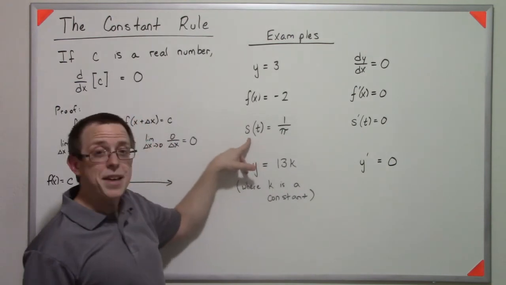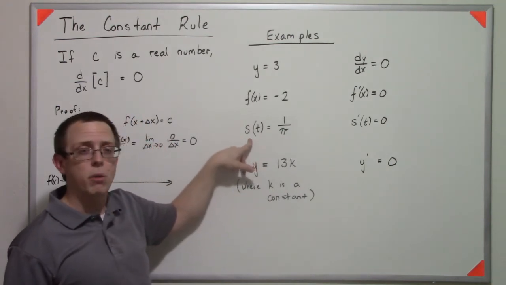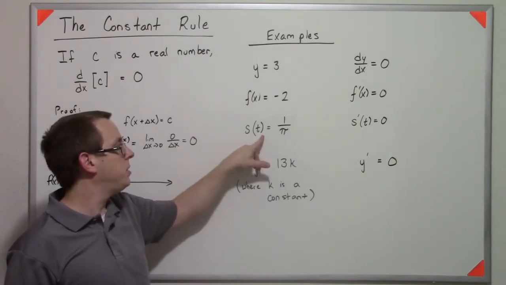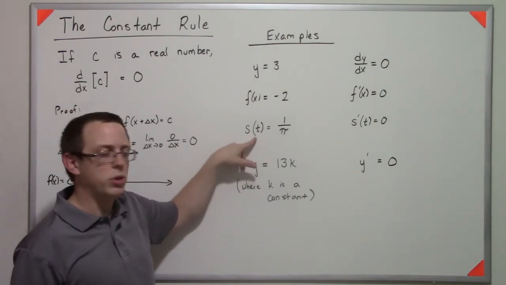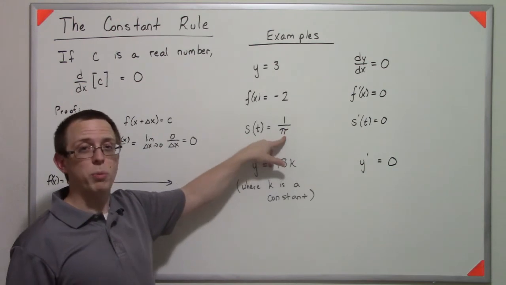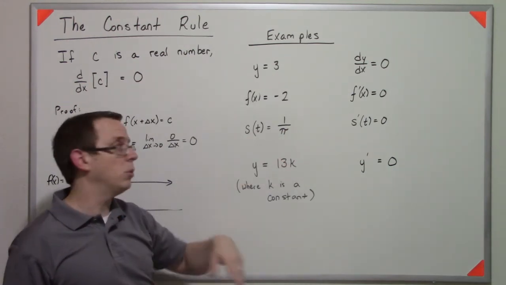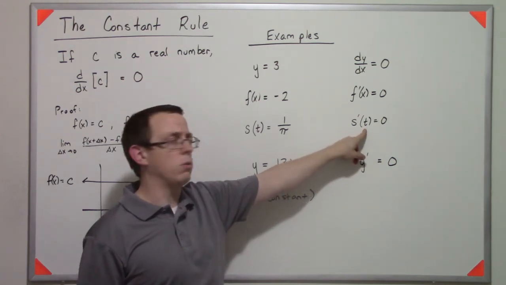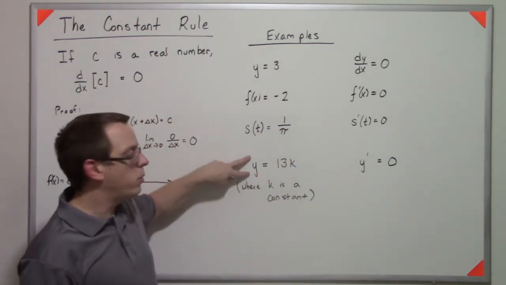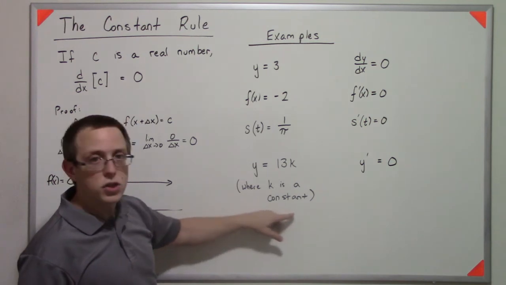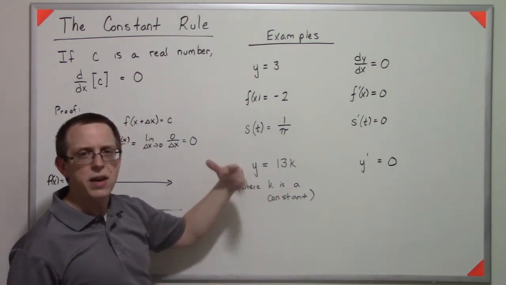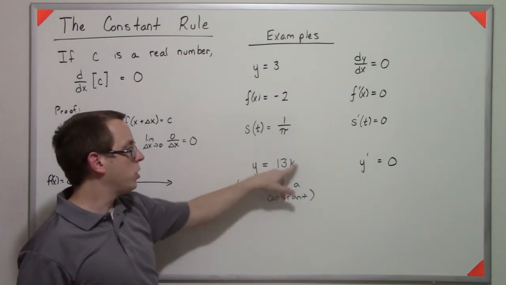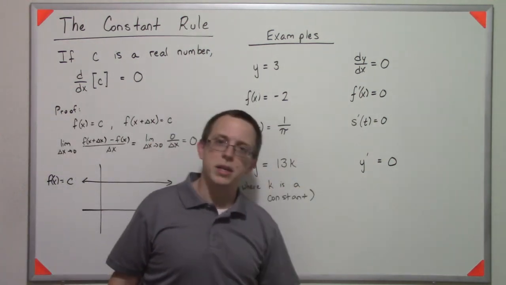If I write it as s of t, which is common notation when we're dealing with the location at time t, and I say that's 1 over pi, so it's always at the same location, well, it's not going anywhere, so its change is 0. And then if I have y equals 13k, where k is some constant, so that could be pi, that could be whatever, if it's constant, then this whole number is constant, and y prime is equal to 0.